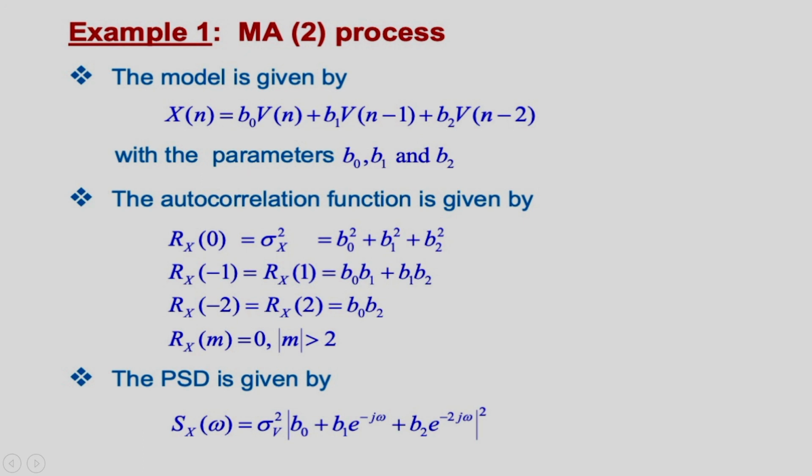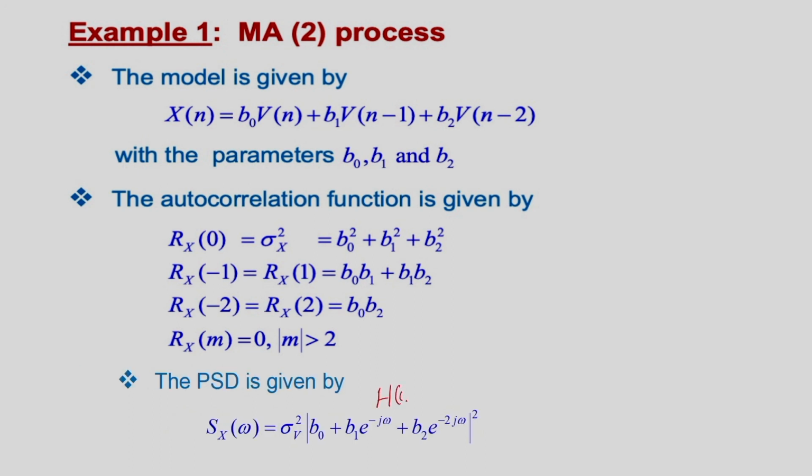The power spectral density will be given by σv² times the mod of the transfer function squared, where the transfer function is b0 + b1 e^(-jω) + b2 e^(-j2ω). This part is the mod of H(ω) squared. And therefore, this is the expression for the power spectral density of a moving average process of order 2.